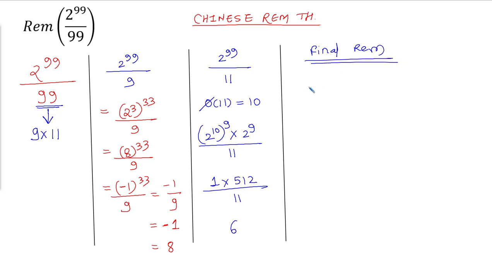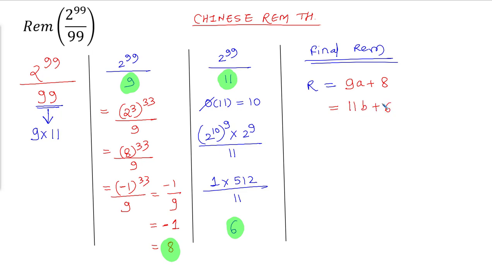The final remainder is a number which when divided by 9 should give 8 as a remainder, meaning that number has to be in the form of 9a plus 8. And the final remainder is a number which when divided by 11 should give 6 as a remainder, meaning the final remainder is going to be in the format of a multiple of 11 plus 6.